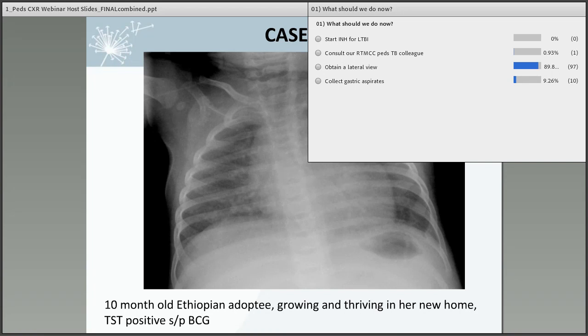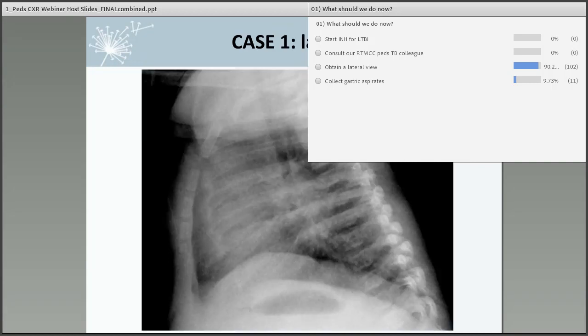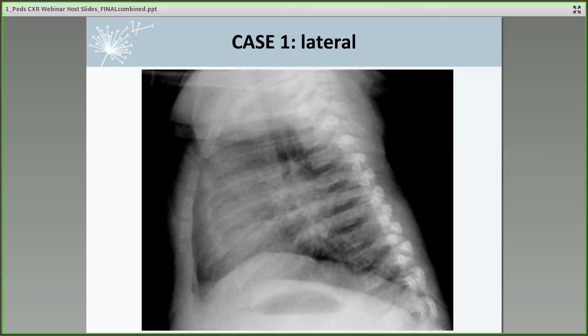So what I can see here is a lot of people want to obtain a lateral view, and you know what that means? That means that Dr. Vu is getting a raise. He reinforced and got everyone to realize that, yes, of course, a lateral view is very important. So I'm going to show the lateral view, and then I'm going to ask Dr. Vu to tell us what he's seeing both between the frontal and the lateral views.